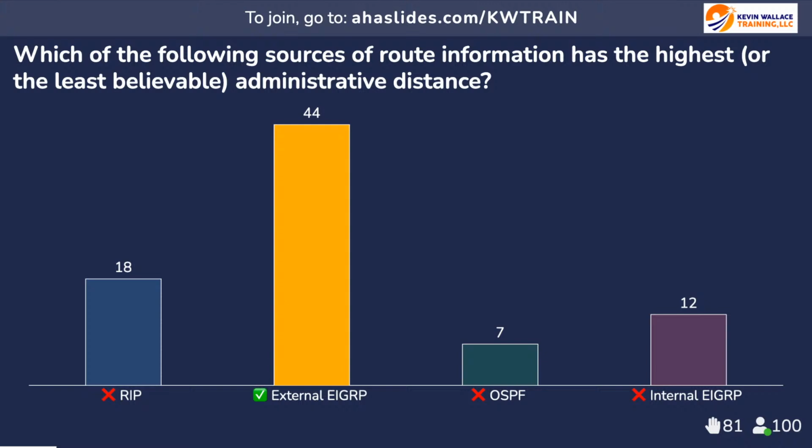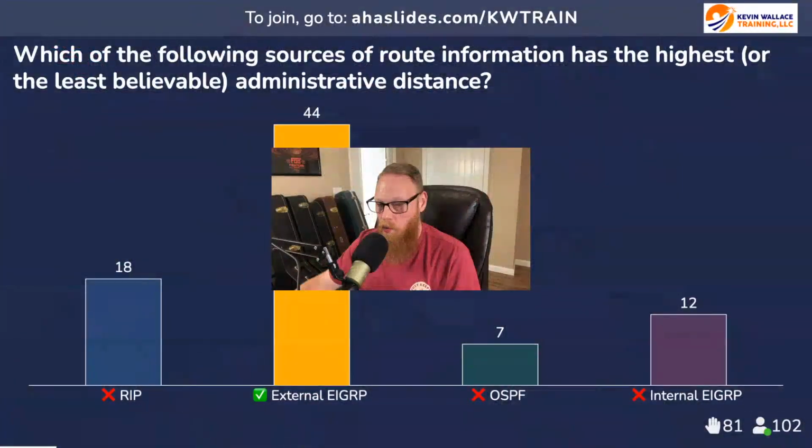So the administrative distance, if we look through all of these options, when we're talking about RIP, the administrative distance is 120. When we have external EIGRP, which when we talk about external EIGRP, we're talking about routes that are being injected into EIGRP from another autonomous system. That one is 170.